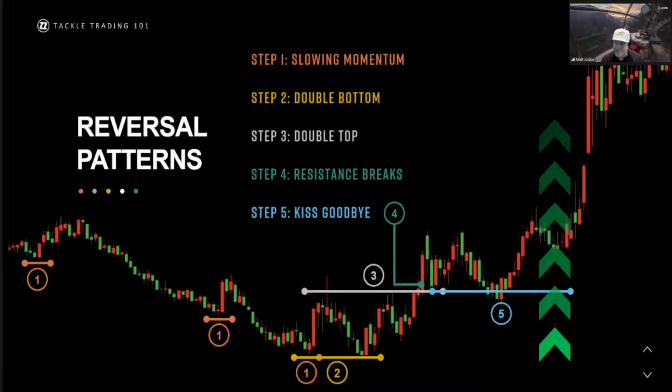It's not the kiss of death. That's my language, the kiss of death. But it's the kiss hello. And when you see that kiss hello right here, which is the first retracement following a reversal, that is perhaps the most powerful buying opportunity in any market cycle, ladies and gentlemen, in any market cycle.